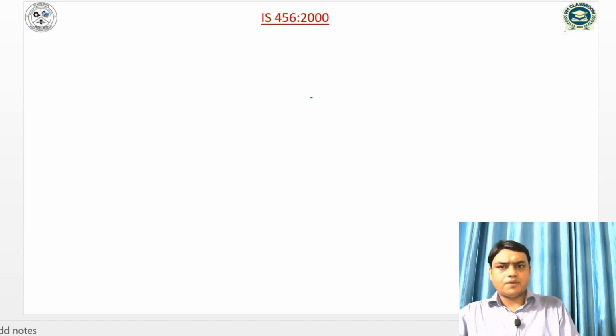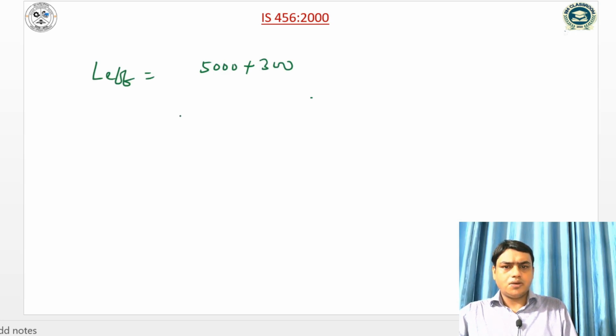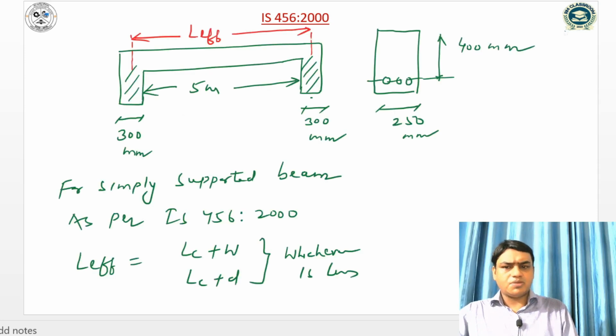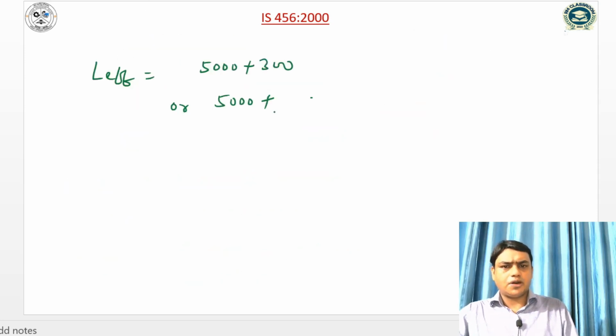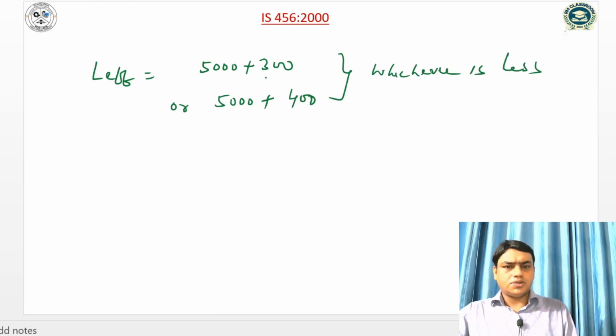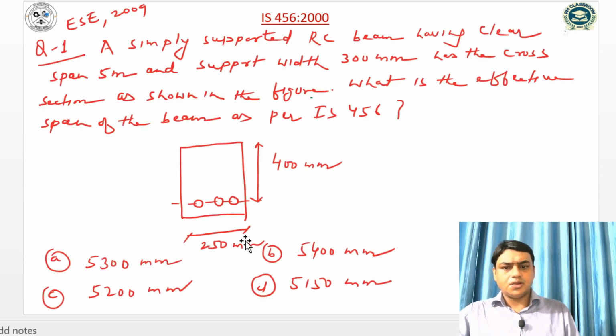So we can compute the effective span. L effective is equal to the clear span of 5 meter, meaning 5000, plus 300, or 5000 plus the effective depth of 400, whichever is less. So this is 5300 and 5400. So the effective span of the simply supported beam is 5300 mm. So option A is correct.